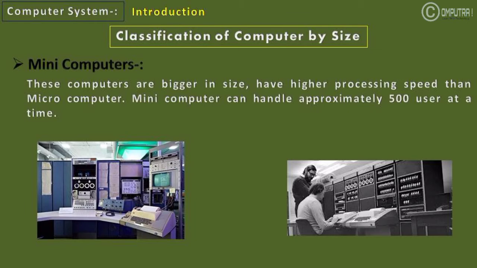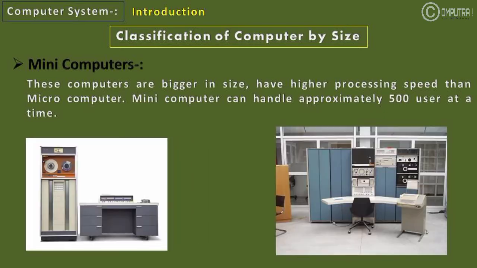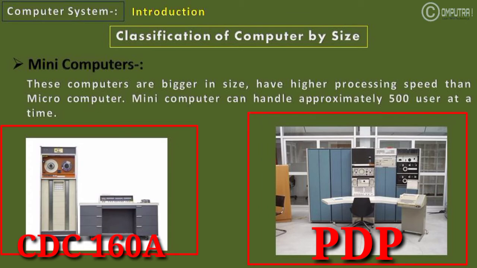Now we will talk about what is mini computer. Let me tell you that these computers are bigger in size and have higher processing speed than microcomputer. Mini computers can handle approximately 500 users at a time. That means 500 users can perform a task on mini computer at a time. Mini computers are commonly used in businesses, education, or in small organizations. If we talk about the example of mini computer, then CDC 160A, PDP are the best examples of mini computer.